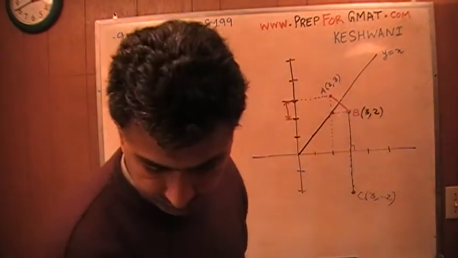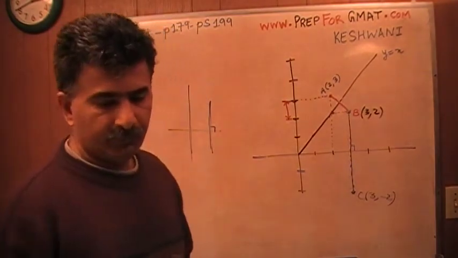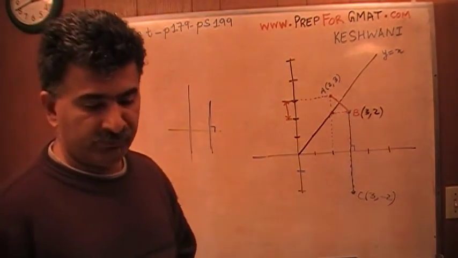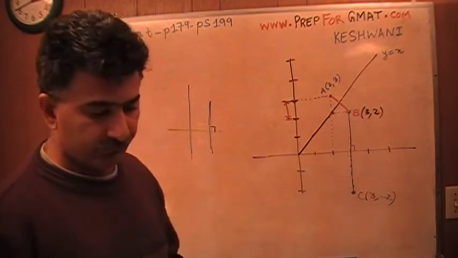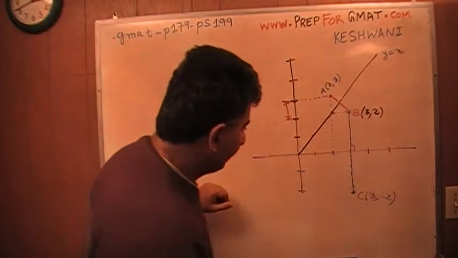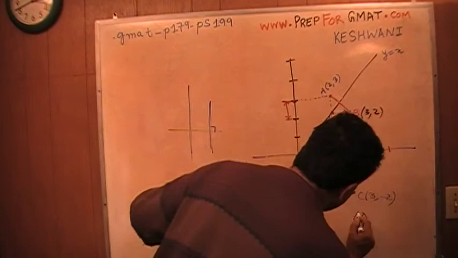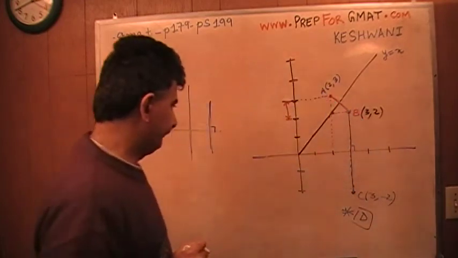What is the question actually asking? They're asking for the coordinates of point C. There you go, we found it, 3 and -2. 3 and -2, the answer is D. Answer is D. That's all it is.